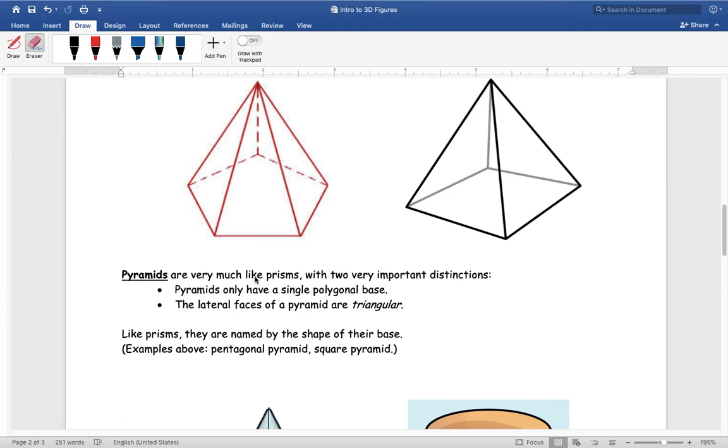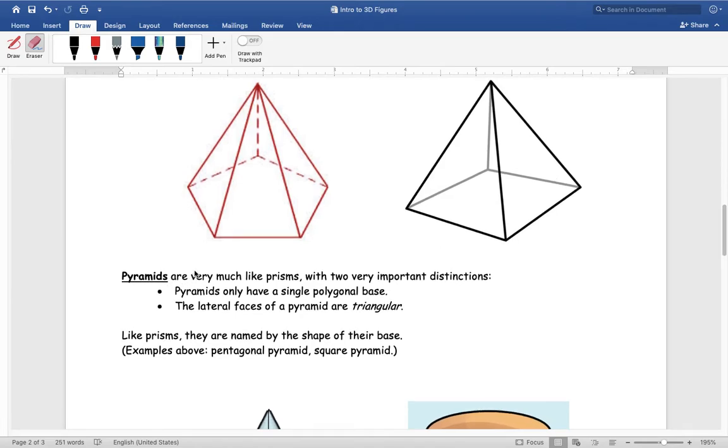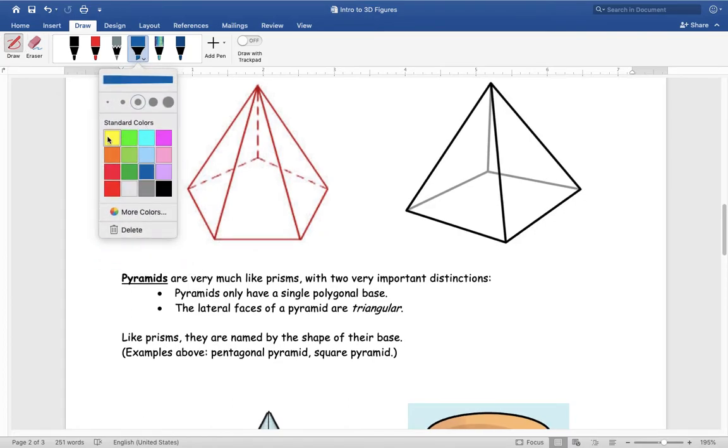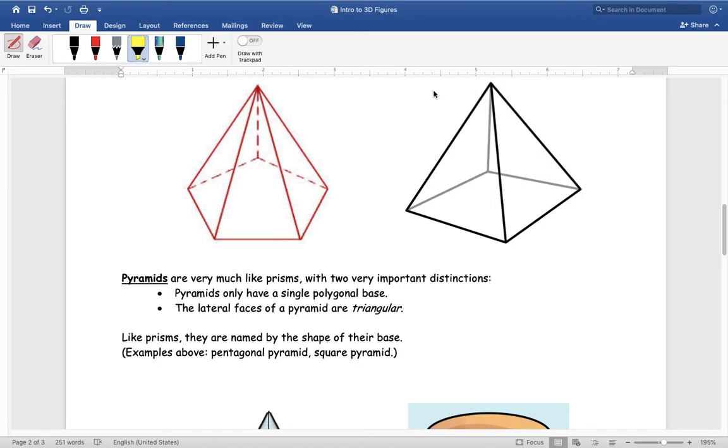Then we get to our slightly more complex shapes. Here we have pyramids. Now, you've seen the Great Pyramids of Egypt, and those mostly look like the one that we have on the right side over here. Mostly they look sort of like this, but you could have a pyramid that's like this too.